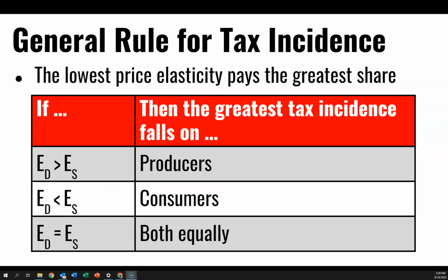The rule, then, for who pays the higher tax incidence in the case of an excise tax is that whichever side, consumers or suppliers, is more inelastic will have the higher tax incidence. Both sides will be paying a portion of the tax, but the side that pays the greater portion will be the one that is most inelastic.